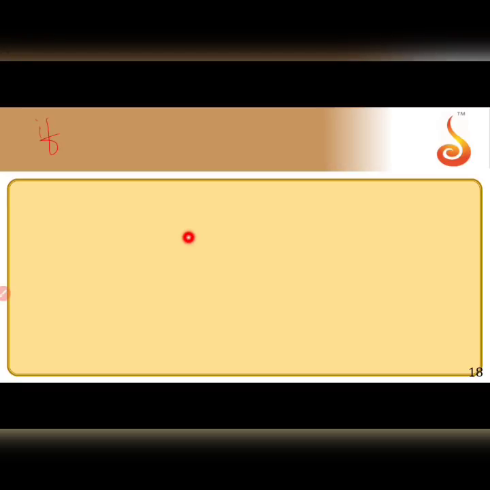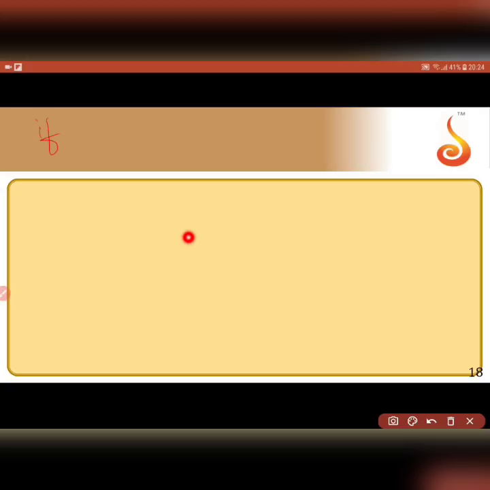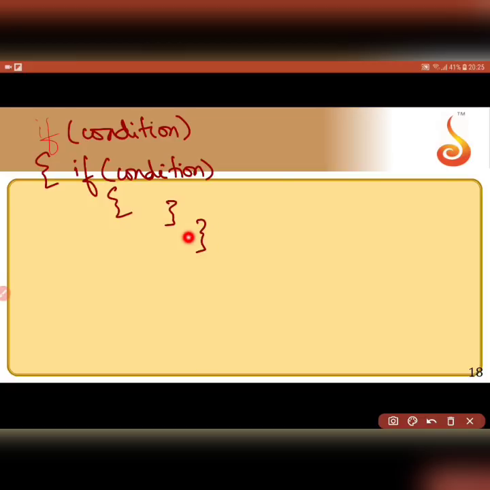If I write a nested if statement, how do I write it? If condition, fine. Again I will write one more if inside, and then I will finish it. And then I have an else statement. Inside else also I can write an if condition and then close it. So, if inside an if is a nested if statement.